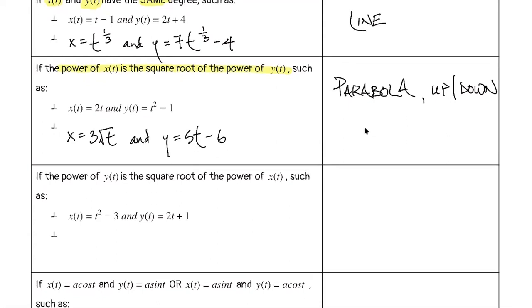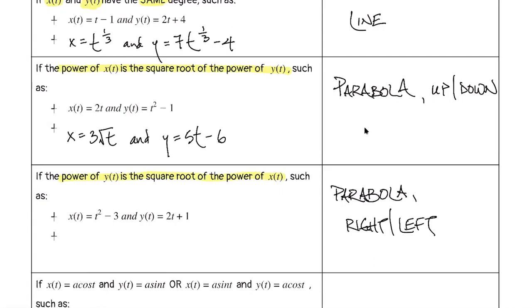All right, well, what if we flip those? What if the power of y is the square root of the power of x, like we have down below? All I did was switch the powers, so the square is in the x and the non-square is in the y. Well, that's going to give you a parabola again, but it's going to be facing either right or left.